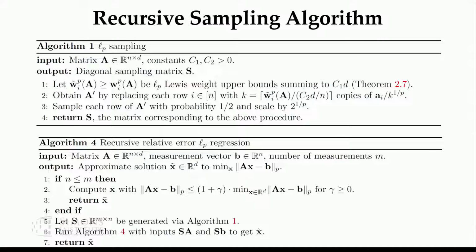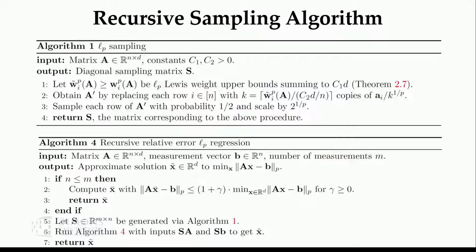And for each copy, we scale it by 1 over k to the 1 over p. If you do this, then the LP norm is preserved for any x. The p norm of A prime x is the same as the p norm of Ax for any x. And the nice thing about doing this is that the Lewis weights of the new matrix A prime are all flat.